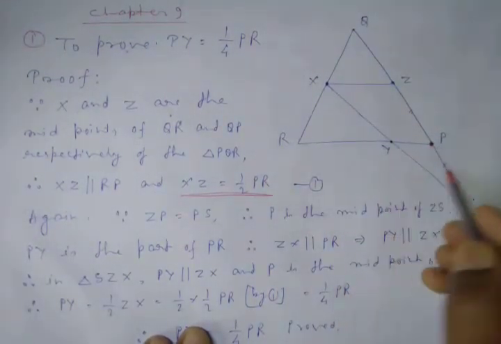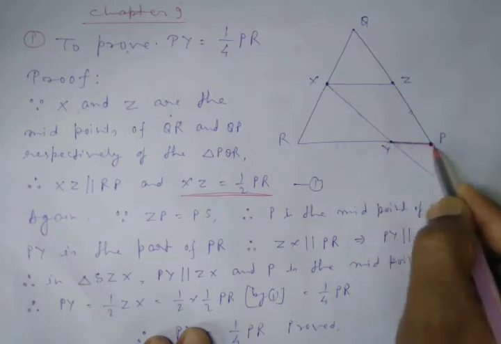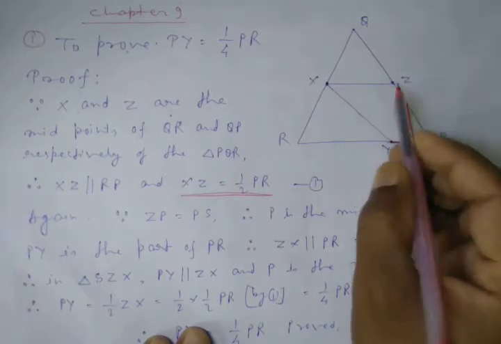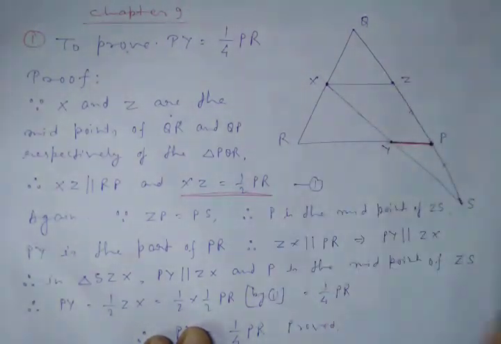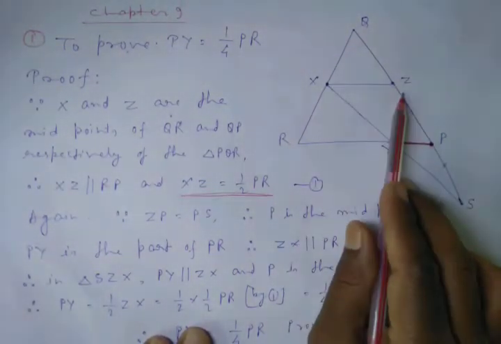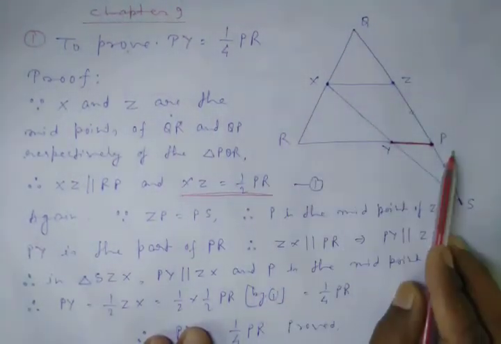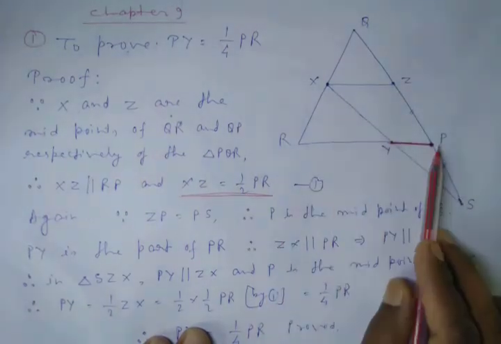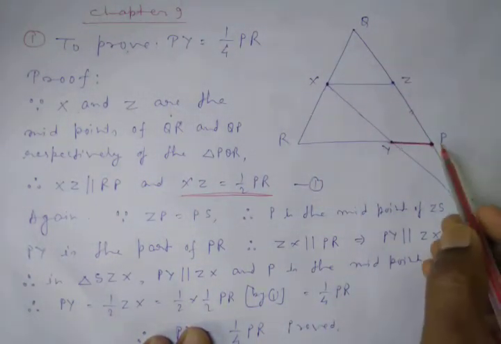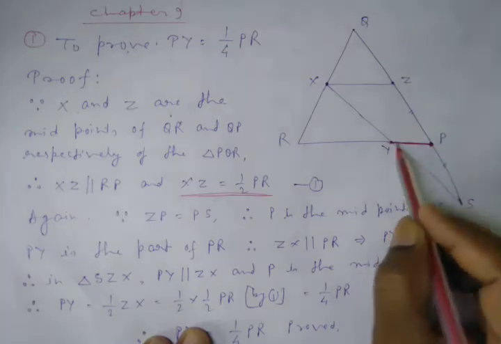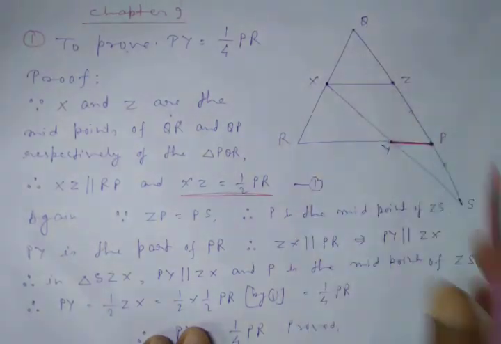Therefore, this is the midpoint, and this segment PY is parallel to XZ, because PR is parallel to XZ. Why? Because X and Z are the midpoints. Therefore, XZ equals half PR and XZ is parallel to PR also. So now P is the midpoint and PY is parallel to XZ. Therefore, you can write that PY equals half XZ.